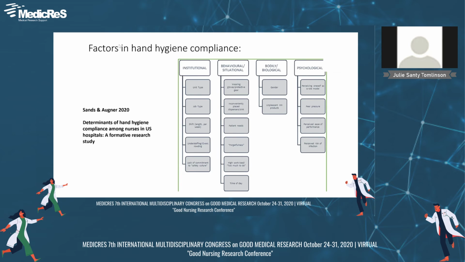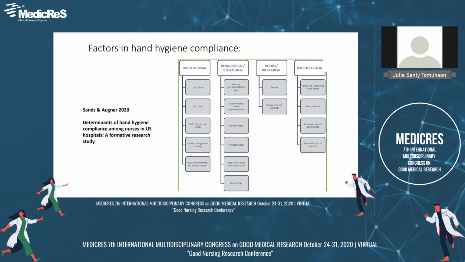So in terms of institutional factors, things like the type of unit, whether it's an infection control unit, whether it's an intensive care unit, whether it's a special care baby unit, what type of job the nurse has, even things like shift length, how many shifts they do per week and how long they are, understaffing and overcrowding of units. So one of the reasons why things seem to be particularly much worse at the moment, and a lack of commitment to the idea of a safety culture in some areas.